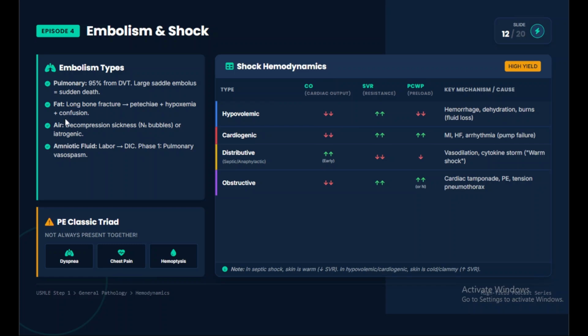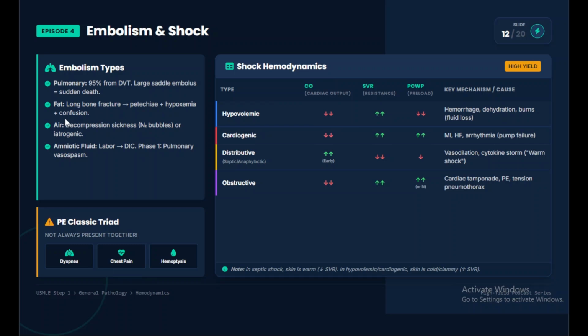Patient more or less always complains of hypoxemia and petechial rash. Now, another thing is air embolism, which is caused by decompression sickness, where nitrogen bubbles form, or is iatrogenic, like an IV line or surgery. Gas bubbles obstruct the vessels, and this leads to ischemia. Now, the fourth thing is amniotic fluid embolism, which occurs during labor or postpartum. Pathophysiology includes two phases. Phase 1 is pulmonary vasospasm, and phase 2 is DIC, and it is rapidly fatal if not managed.